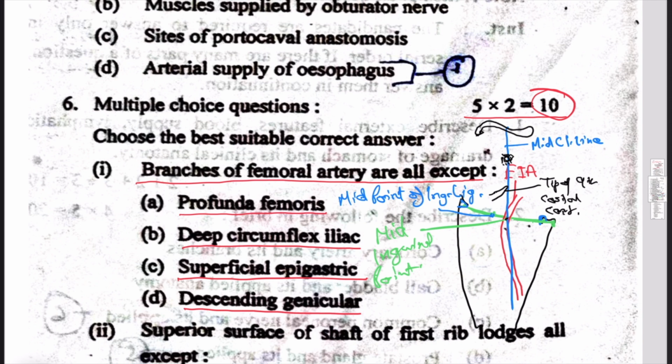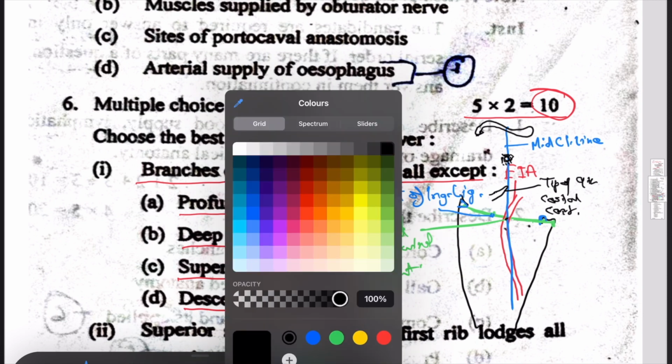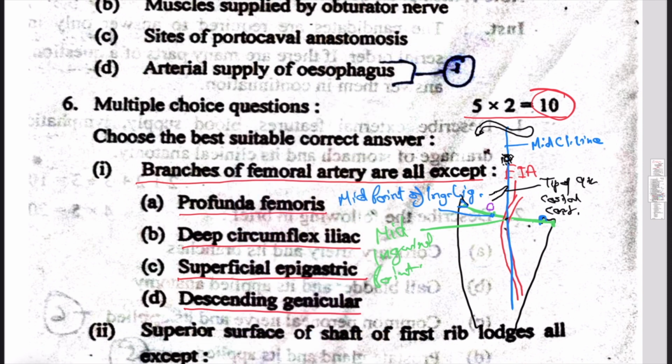Then lateral to that, a little lateral to that will be the point here, that is the midpoint of the inguinal ligament. What is the significance of this? Here, just about 1.2 centimeter above the midpoint of the inguinal ligament, you find the oval opening of the deep inguinal ring. So that is another significance.